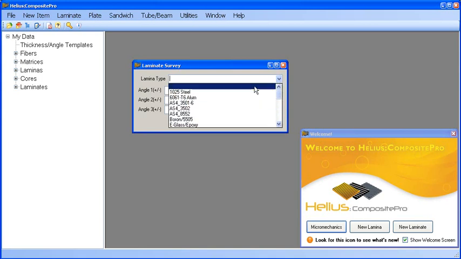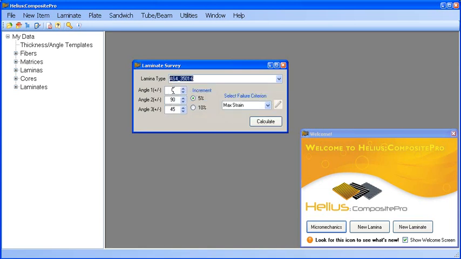We will select a material AS4 3501-6. We are keeping the angles. We'll set a thickness increment of 10%, and we'll use a failure criterion of max stress.